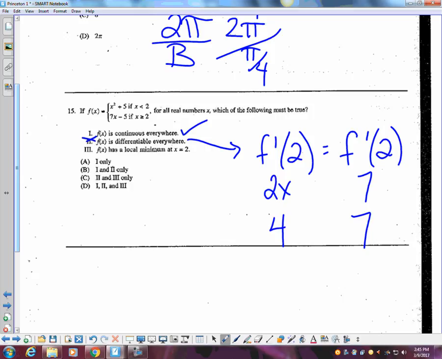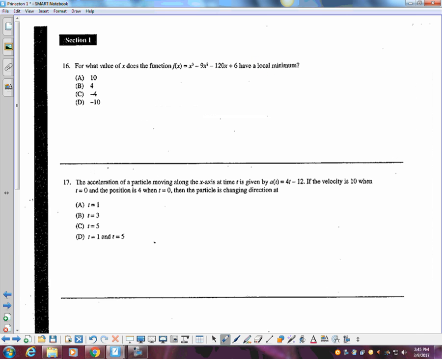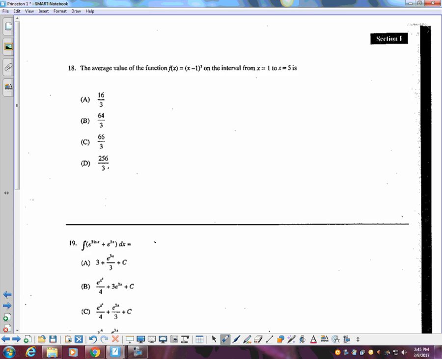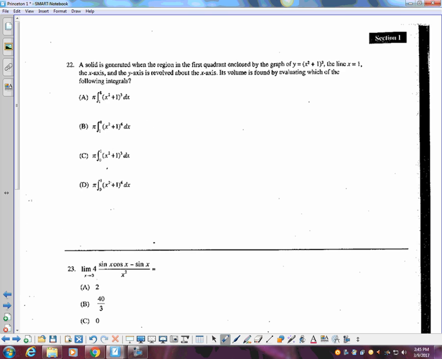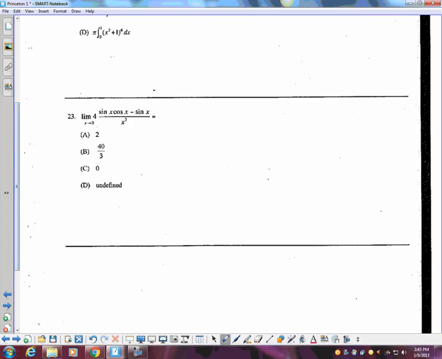That goes into curve sketching. 23. Make sure everybody sees the 4 that's in the front. Everybody see the 4? Okay, we're approaching 0. Can I just shove a 0 in there? Because that'd be really nice. No, because the bottom.